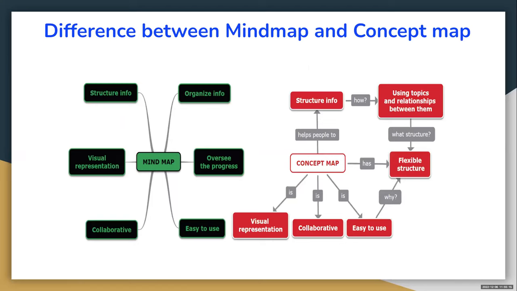Now the basic question which usually arises is, what is the difference between a mind map and a concept map? If you observe this slide, you can get an idea of the difference between a mind map and a concept map. May I know from your responses in the chat box what you are able to see? What is the difference between a mind map and a concept map?